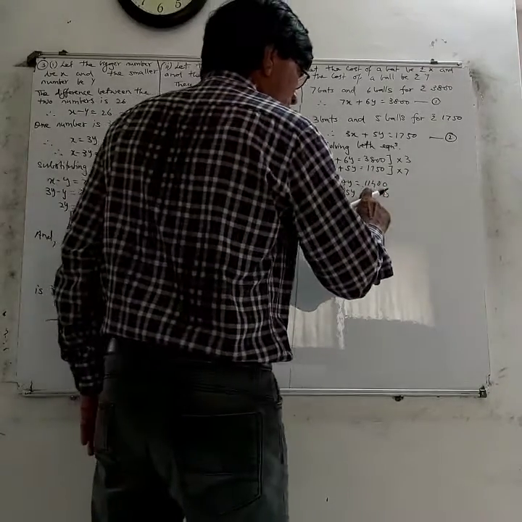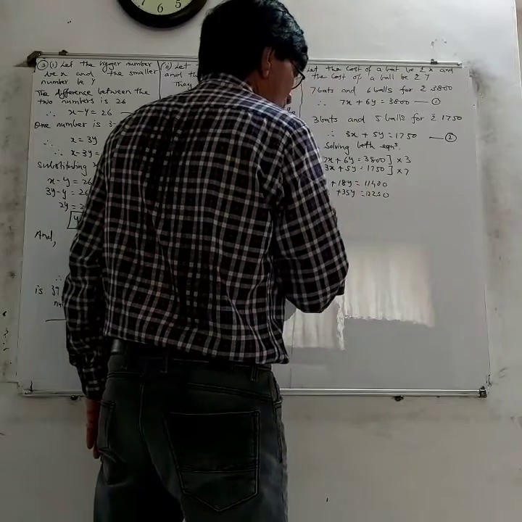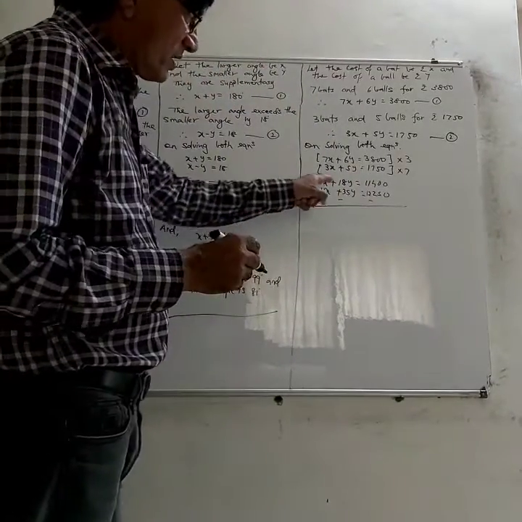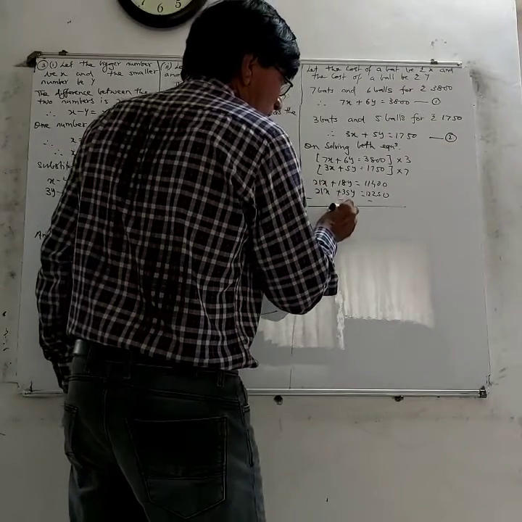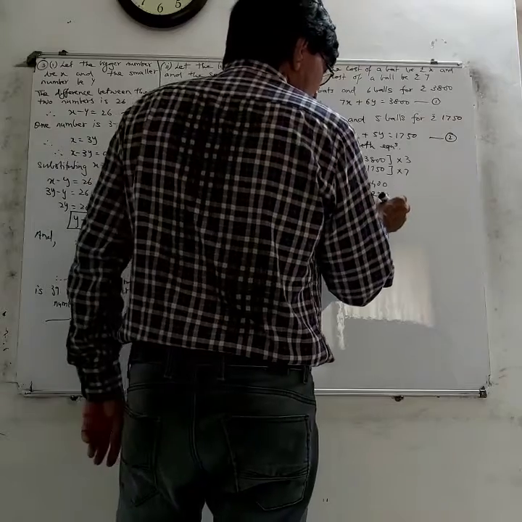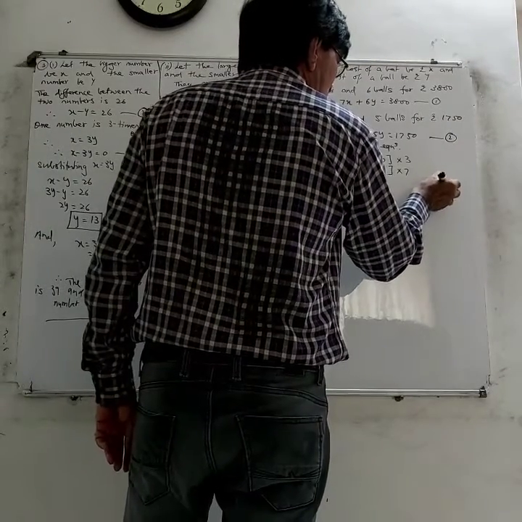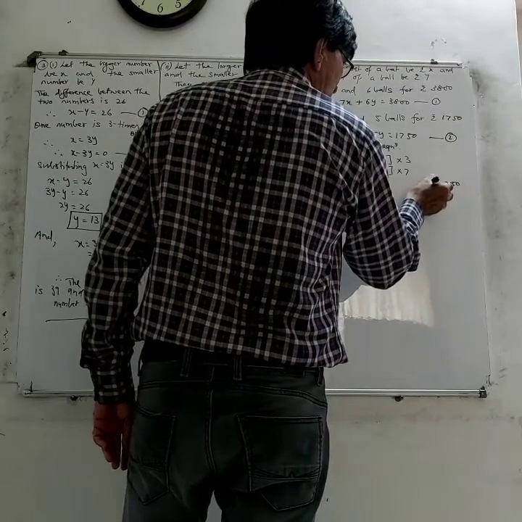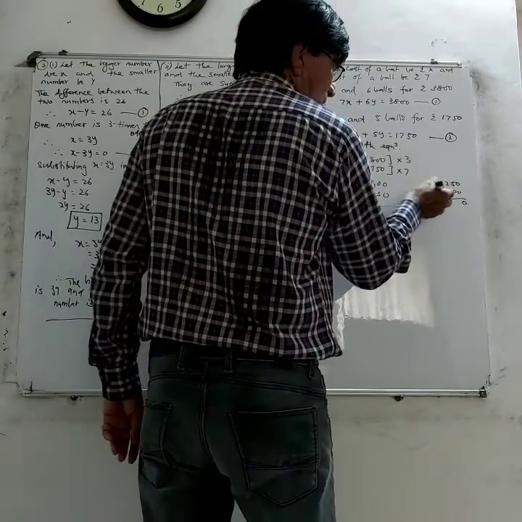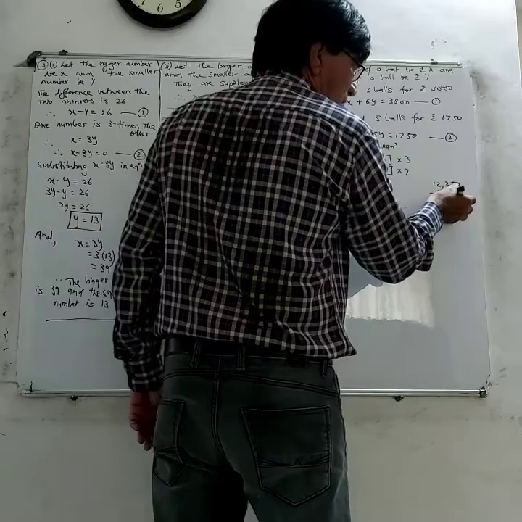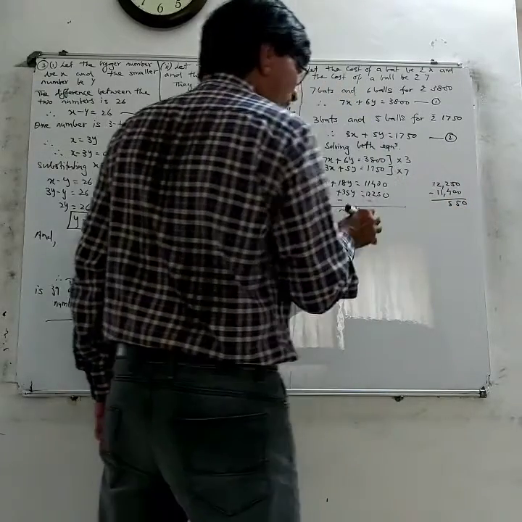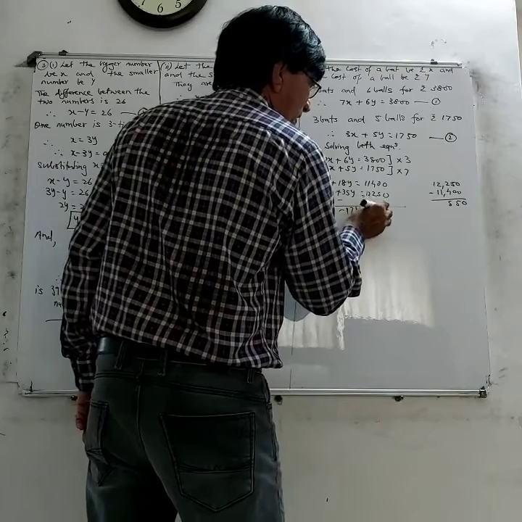So I get 12,250. Alright, now subtract. This x will cancel out. 18y minus 35y is minus 17y is equal to 11,400 minus 12,250, which is minus 850.